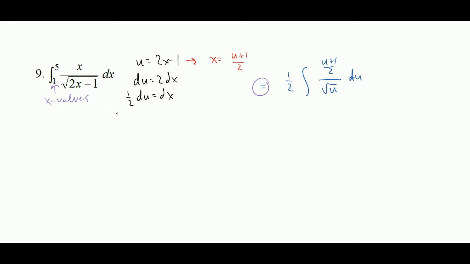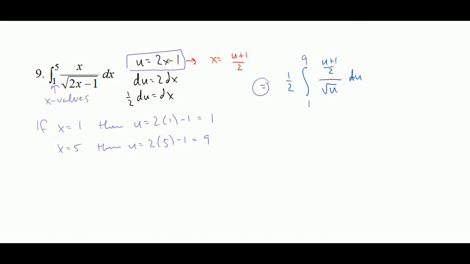And we have a relationship that compares u and x. This statement here, u is equal to 2x minus 1. If x is equal to 1, then u is equal to 2 times 1 minus 1, or 1. If x is equal to 5, then u is equal to 2 times 5 minus 1, or 9. So now I've got an equivalent statement.